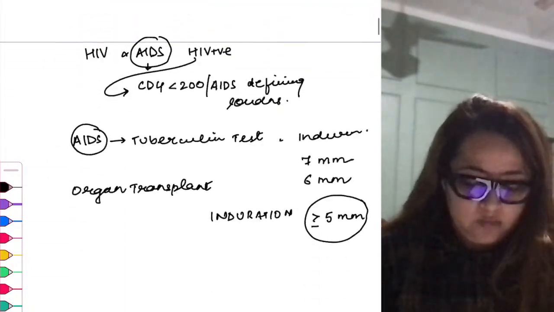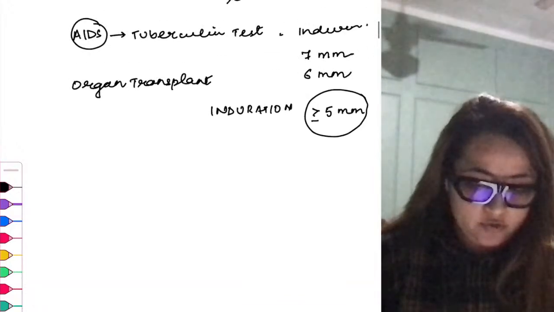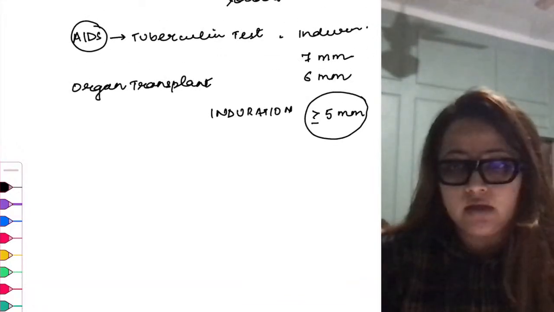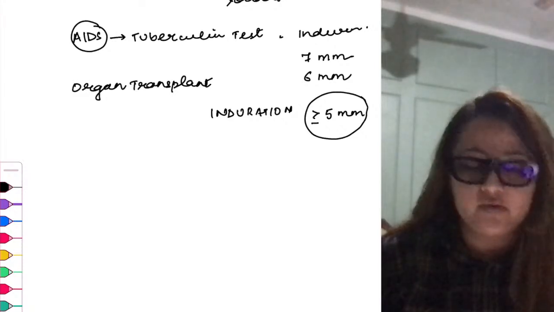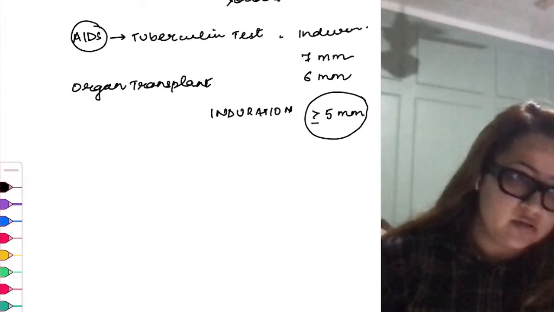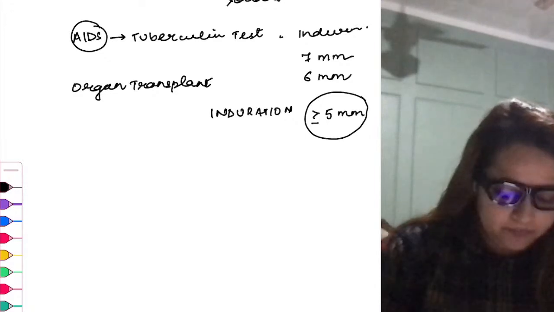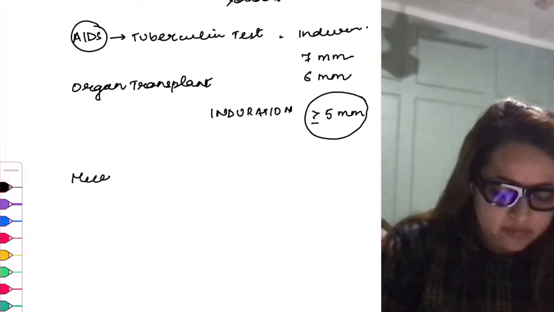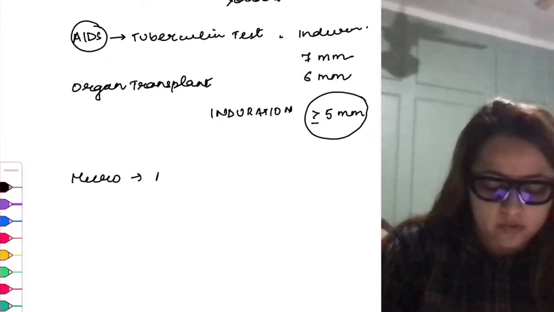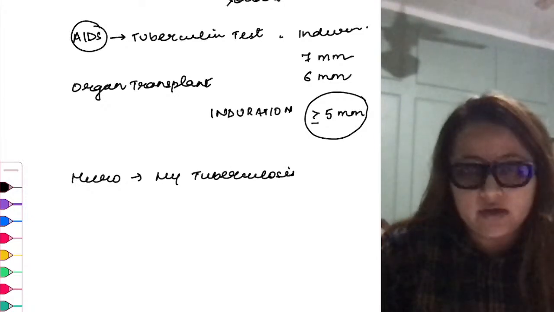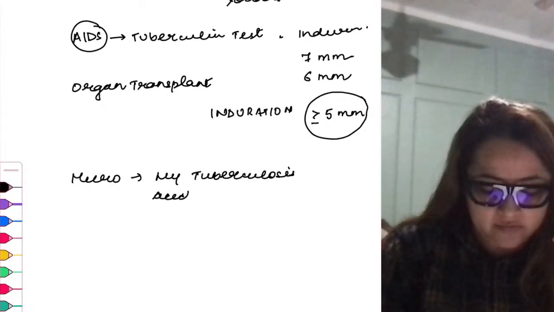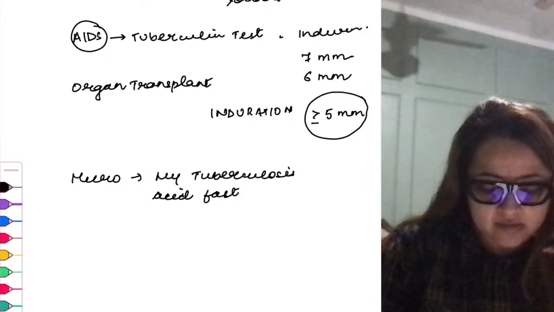Okay, then moving on to the next high yield concept. Before that, which organism is responsible for causing tuberculosis? So that's a micro correlation. The organism is Mycobacterium tuberculosis. And how is it different from other organisms? This is an acid-fast organism.